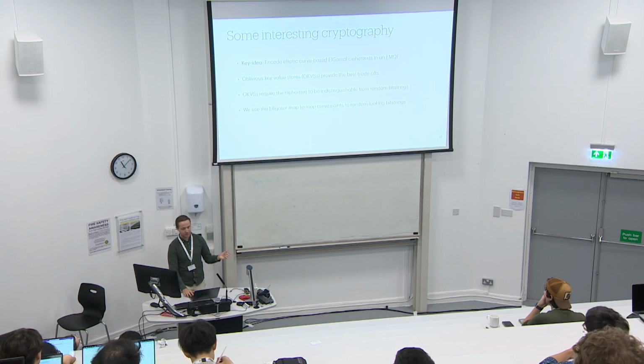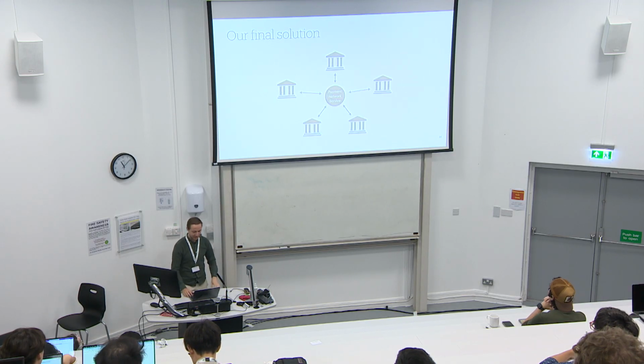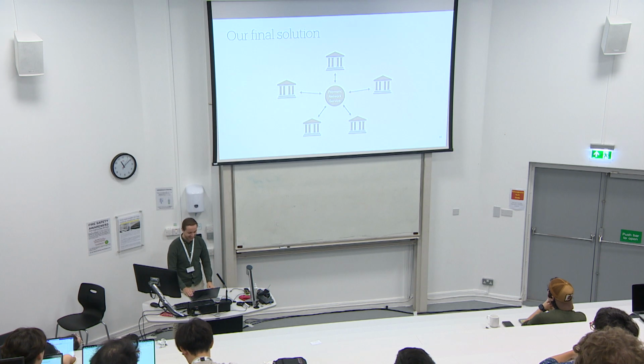Now, they require the ciphertext to be indistinguishable from random bit strings, and we achieve this by using an alligator map. Finally, this is an optimization that we don't really care about. So our final solution looks as follows. So here's where the ML comes in.